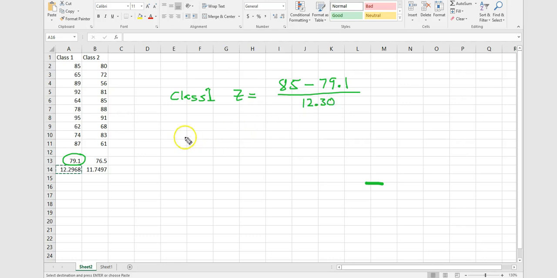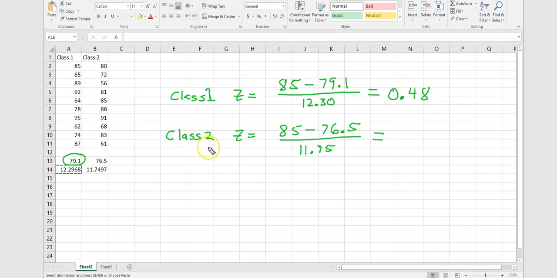And for class 2, our z-score is 85 minus 76.5 divided by 11.75. Alright, and now we just need to calculate these two. And when we do that, for the first z-score, we get 0.48.